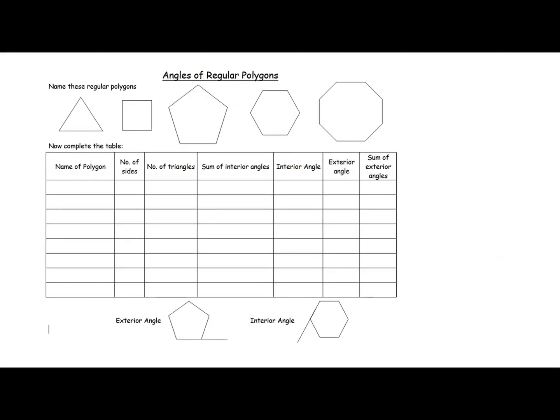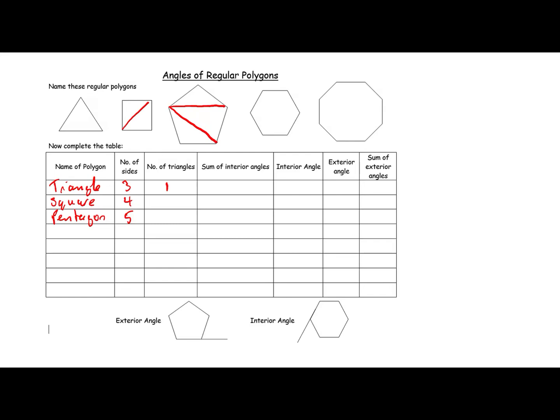Now, in the task, I have given you a Word document, which looks like this. What I want you to do is try and fill this in yourself. You're going to fill in what we already know. So we've got a triangle, we've got a square, we've got a pentagon. We know the number of sides, 3, 4, 5. And we talked about splitting them into triangles.